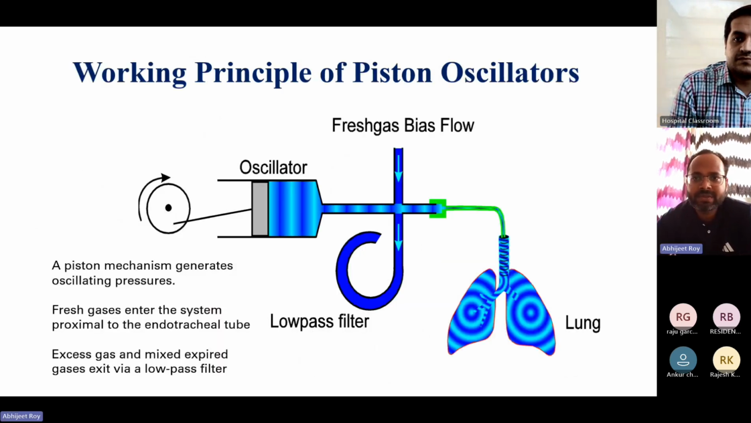So what is the working principle of high frequency ventilation? Mostly piston oscillators are used. This is the oscillator, this is the piston. They generate a set amount of pressure, and through this the fresh gas flows in via the bias gas flow, and during expiration, the extra gases pass through a low pass filter.